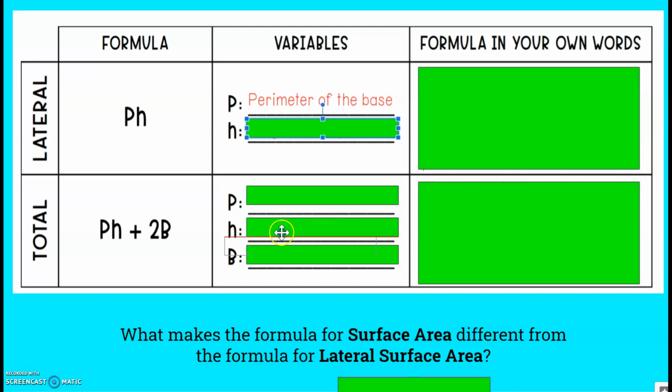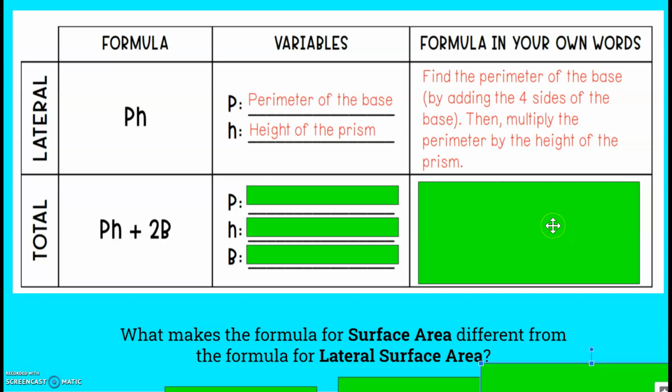And then the lowercase h is the height of the prism. So to get the lateral surface area, you take the perimeter of the base times the height of the prism. The formula in your own words could be something like, find the perimeter of the base by adding the four sides of the base, then multiply the perimeter by the height. Remember, perimeter is just the distance around the base, and in this case, it's a rectangle or a square. Now, when you have total surface area, this is faces and bases. This is everything.